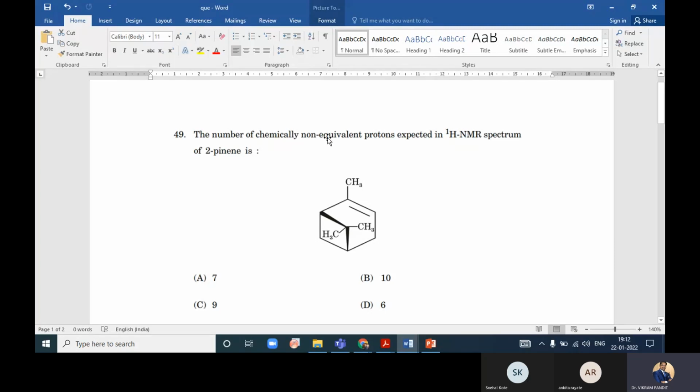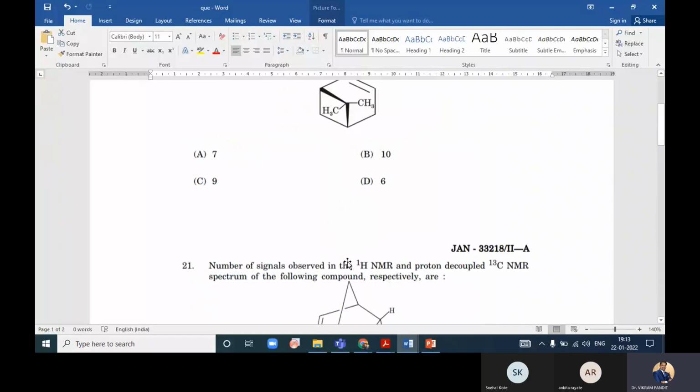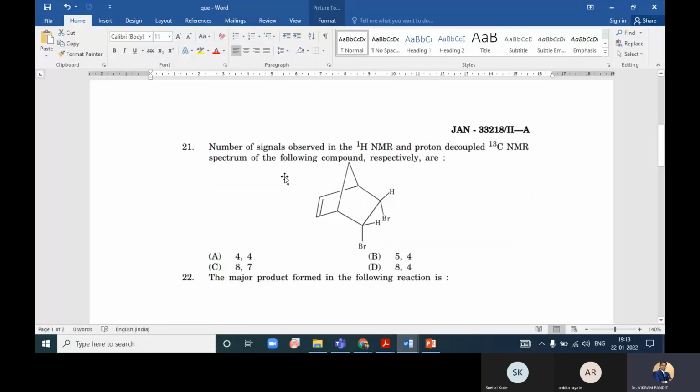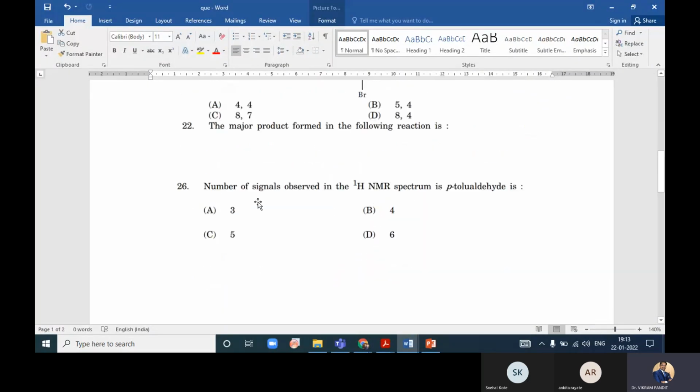Chemically non-equivalent. And if you see the multiple choices, like 6 and 7, they are closely related. So it will be very, very difficult if you don't know how to solve this type of question. Again, the number of signals observed in H1 NMR and proton-decoupled C13. So the H1 as well as C13 you have to predict from the given structure. And again, the number of signals observed in para-tolualdehyde.